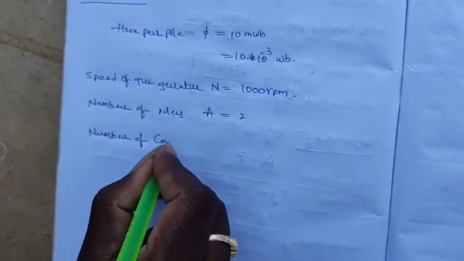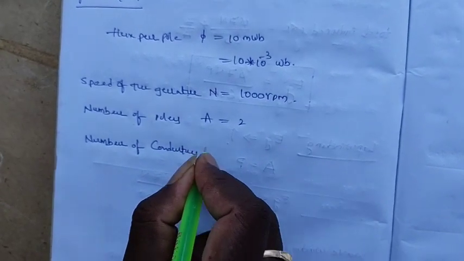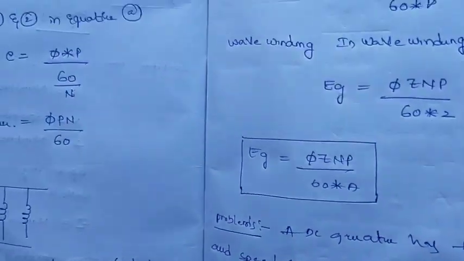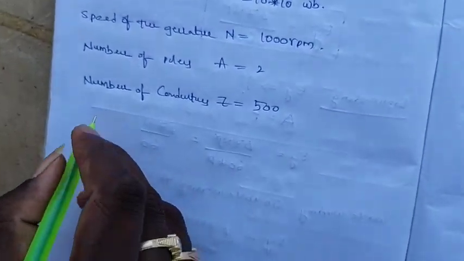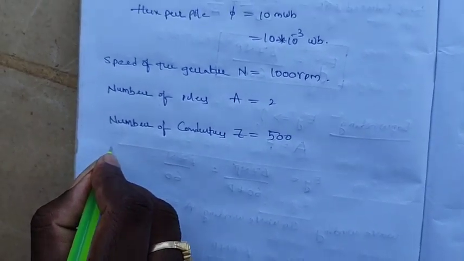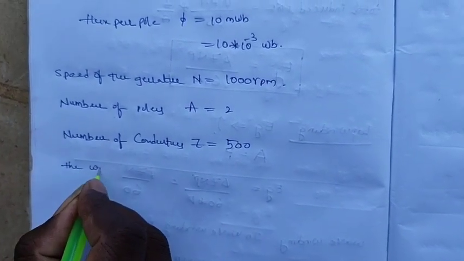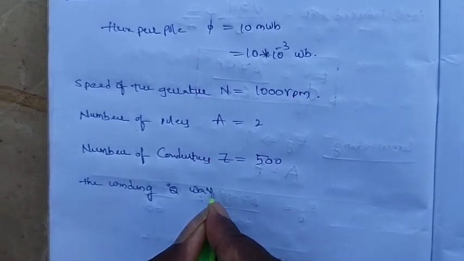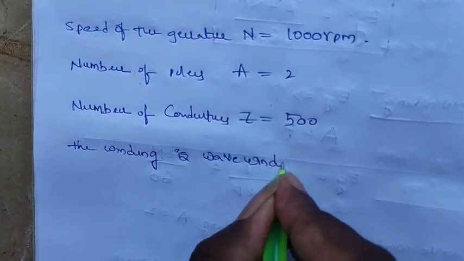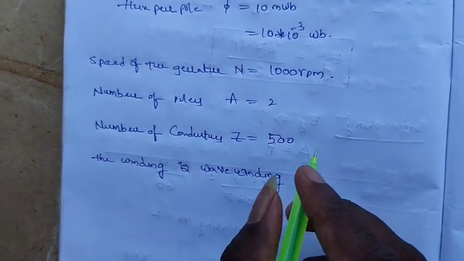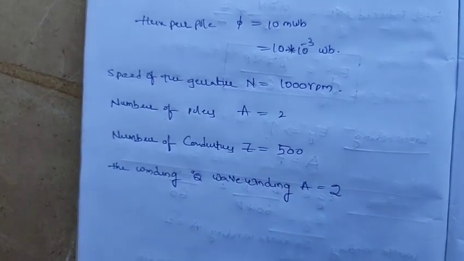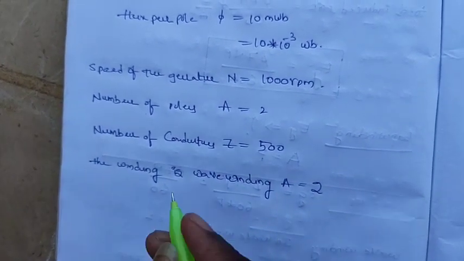Number of conductors, Z, is how much they have given? 500. And finally, what did he say? The winding is wave winding. In wave winding, A equals 2. In lap winding, A equals P.